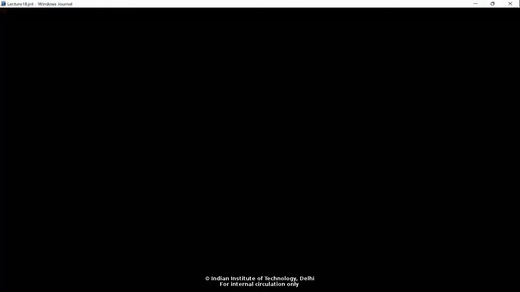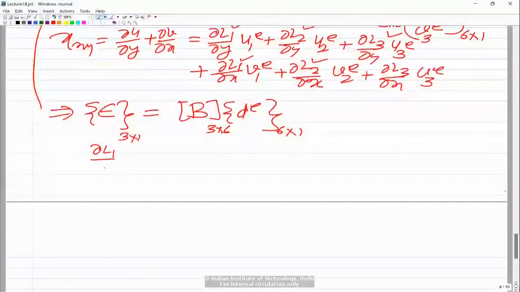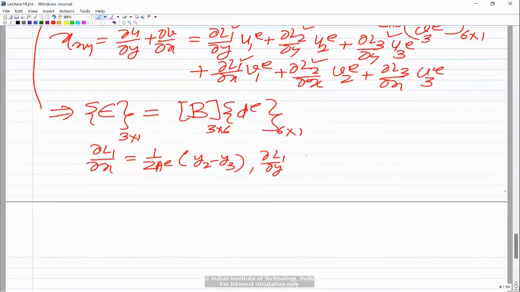Now I will just write those relations which we had done earlier. You remember in the heat conduction problem we have done this, where A is the area of the element. Del L1 by del X was 1 upon 2 AE into y2 minus y3, and del L1 by del Y was 1 upon 2 AE into x3 minus x2. Similarly, for L2, L3 in the cyclic order, you can write the way I had explained earlier.